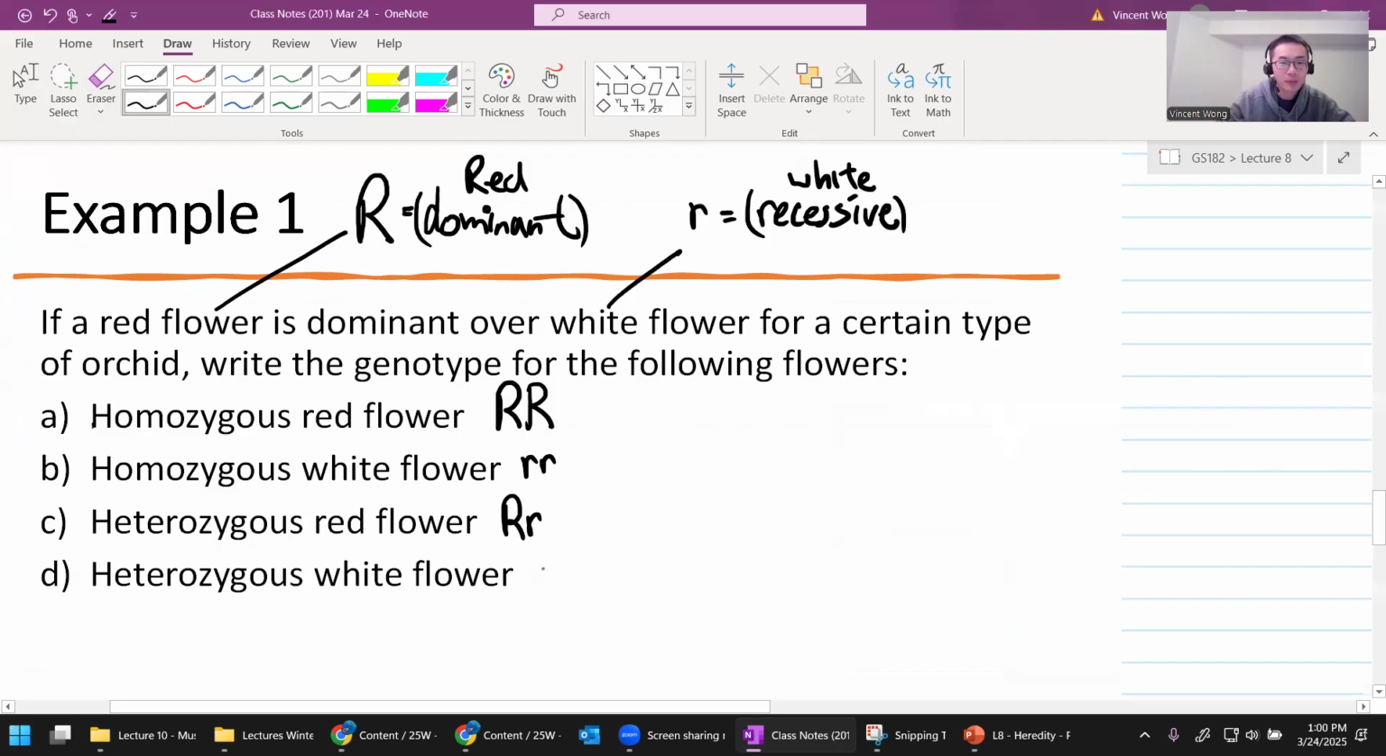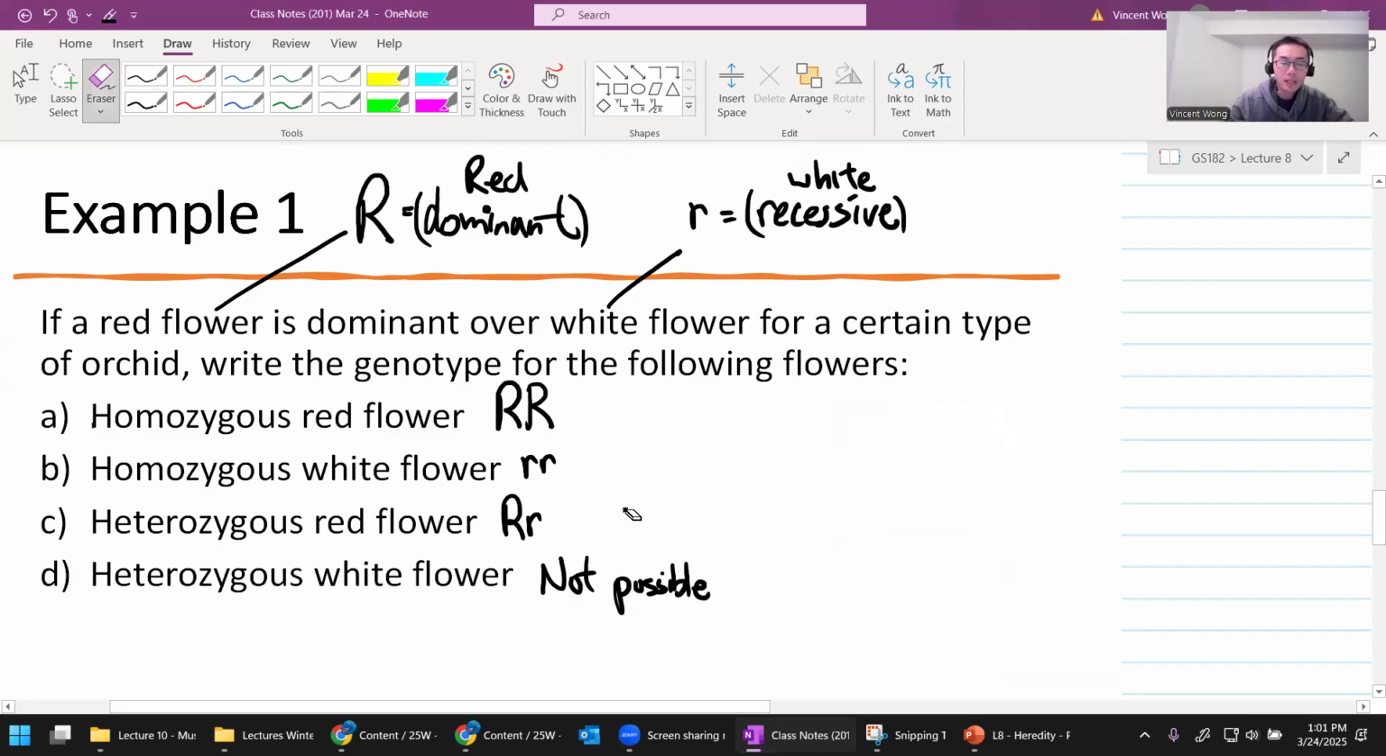Nothing. Okay, I think what you mean is not possible, right? Okay, so heterozygous means different, which means one is big R, one is small r. But if that's the case, it wouldn't be white. It would be red. So this is not possible. It's like asking you to draw a circular square. It's a conflicting statement.